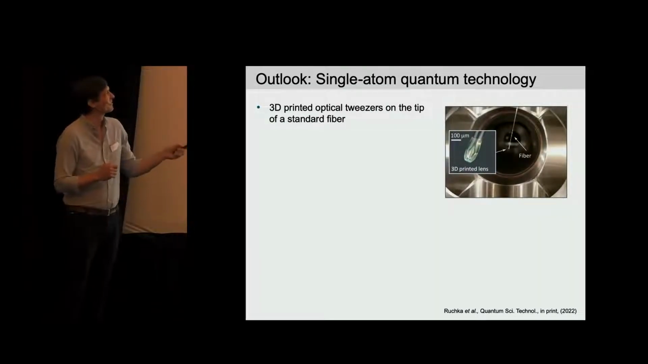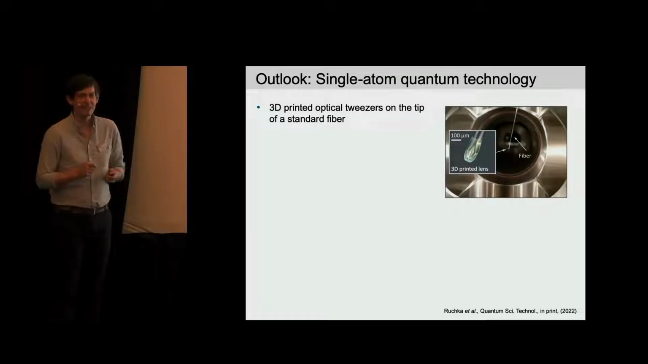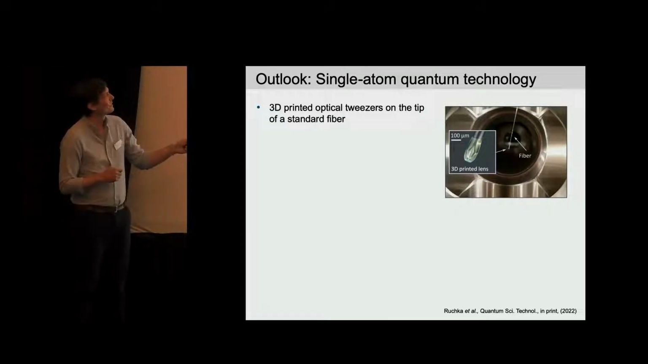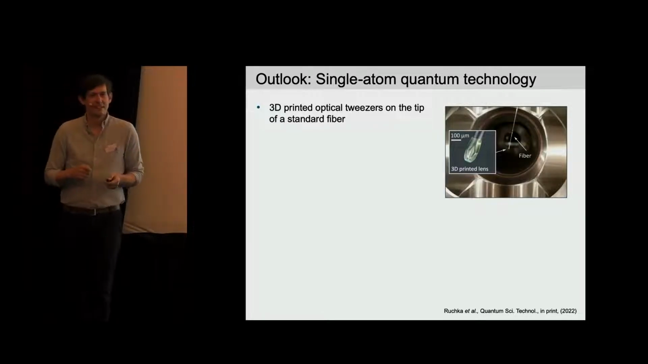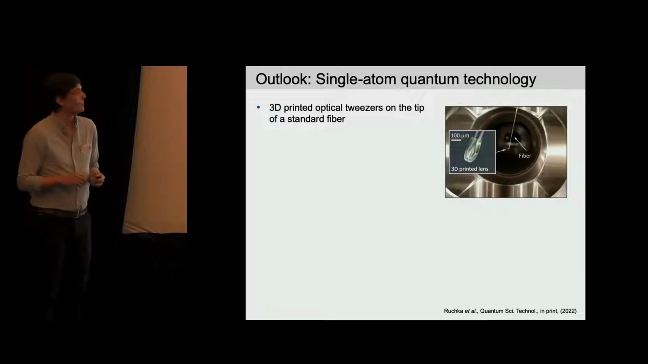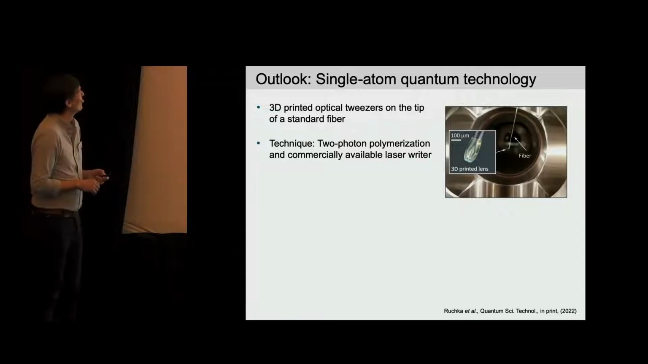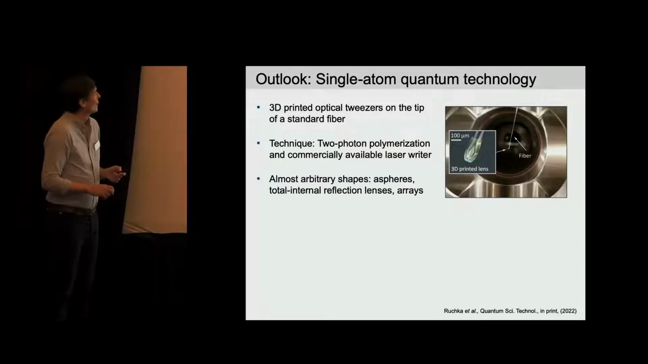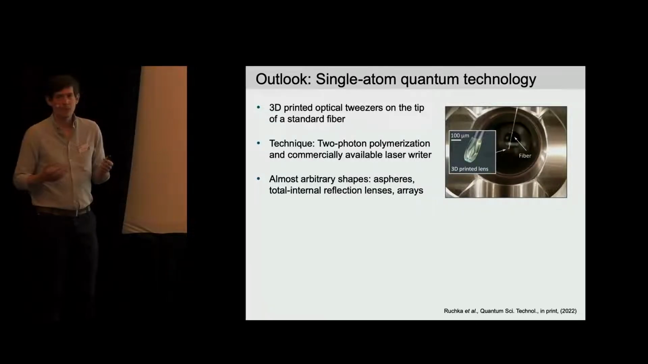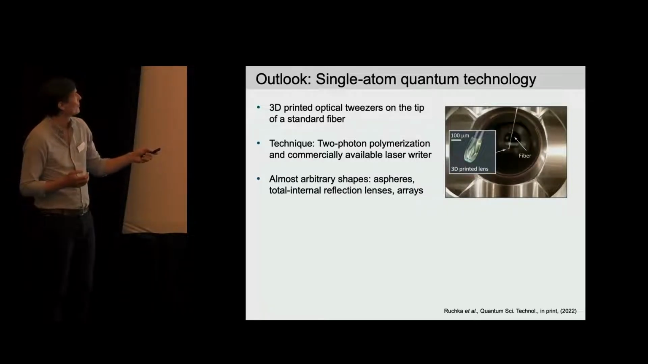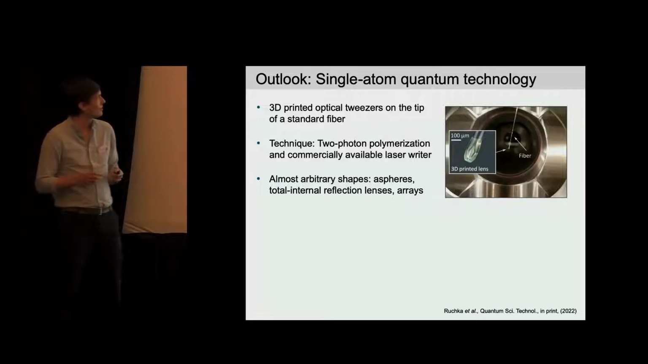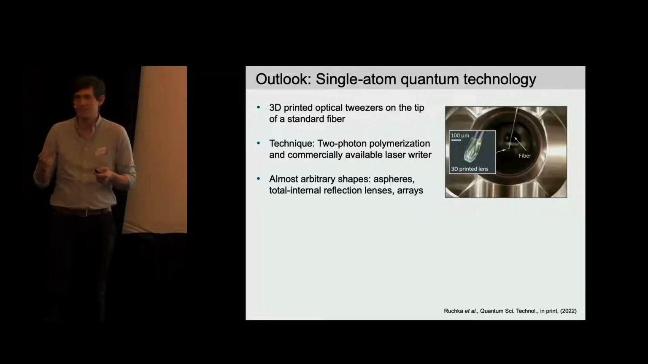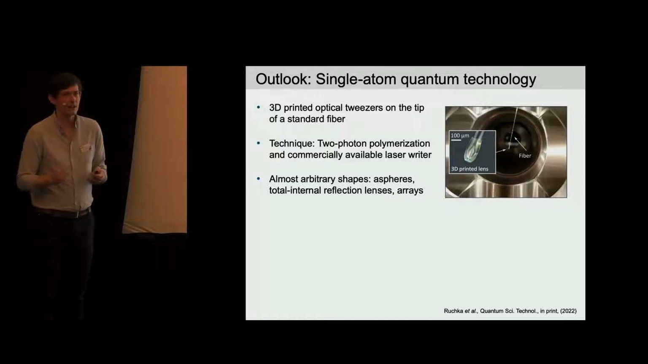So this is a normal optical fiber that you use in your experiments. And we 3D printed a lens on top of this. And this can realize an optical tweezer. So very, very compact. The technique is 2-photon polymerization. You can basically create almost arbitrary shapes. This is a total internal reflection lens. You can build spheres. You can even put this onto a multimode fiber or multi-core fibers and create atomic arrays.